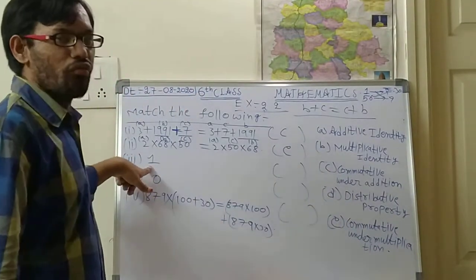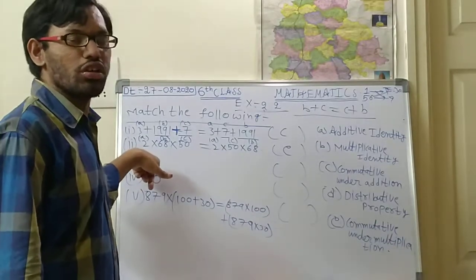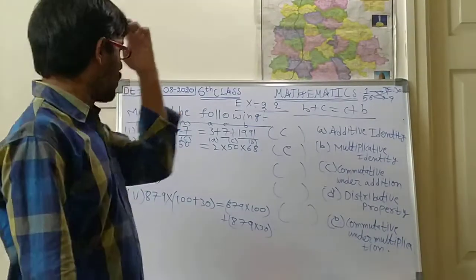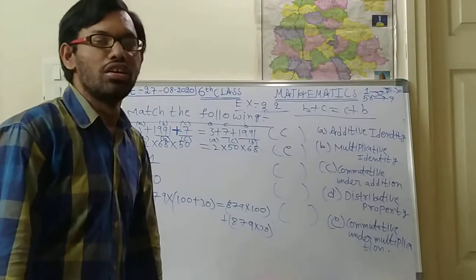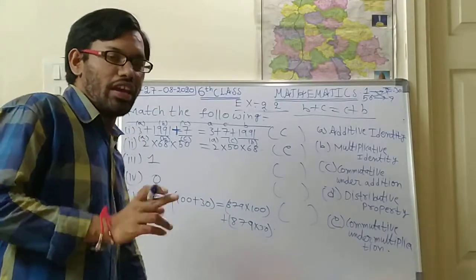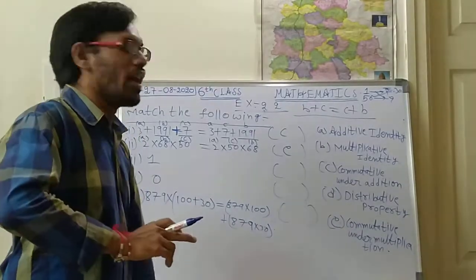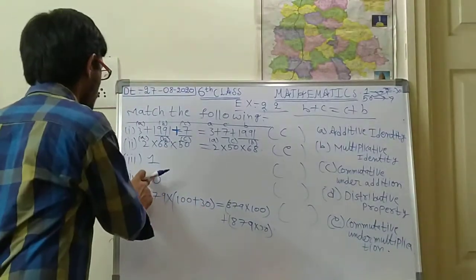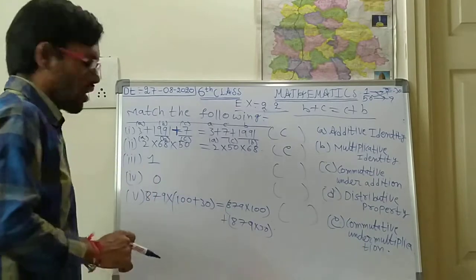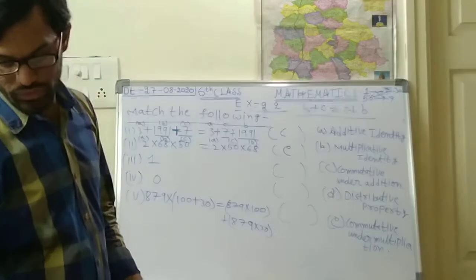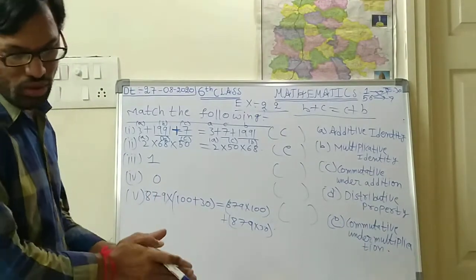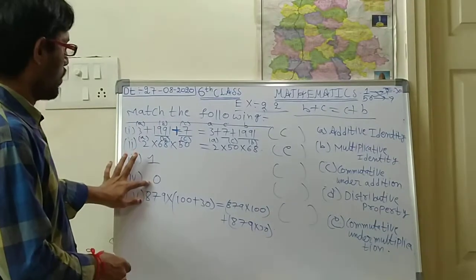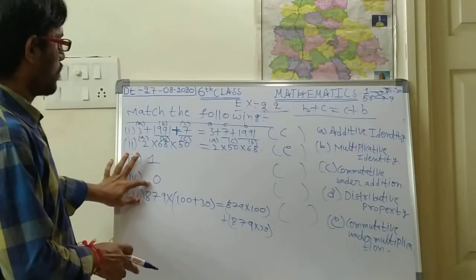Next one is 1. When the result is 1, you have to identify. When you get a result as 1, if you are adding any number to the 1, when you will get 1, it is additive identity for the 1. Okay. So 0 for multiplicative.